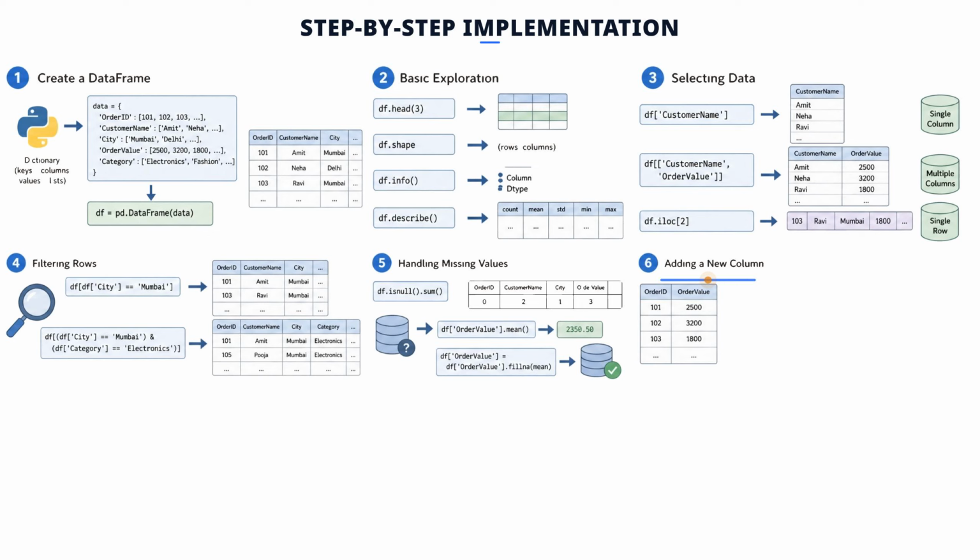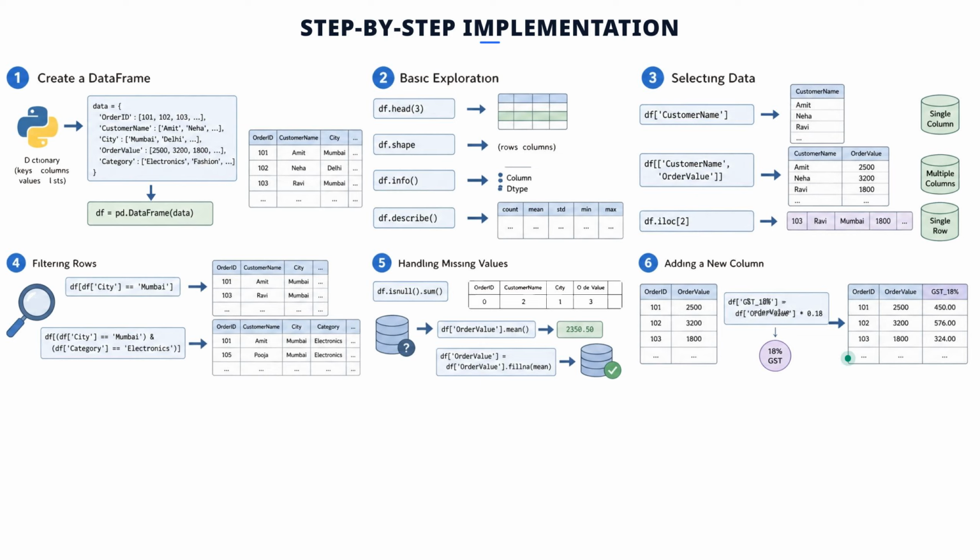Pandas also makes adding a new column incredibly fast by doing math across entire columns at once. If you need to calculate an 18% GST for every order, you just take the order value column and multiply it by 0.18. By assigning this to df['gst_18%'], you instantly generate a new attribute for every single row in your table.